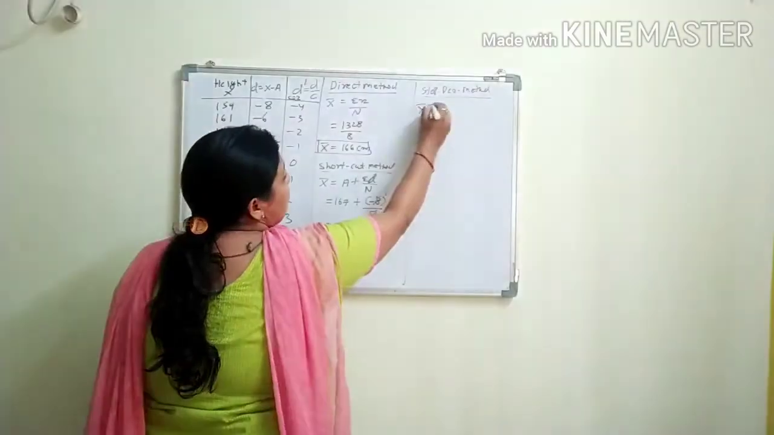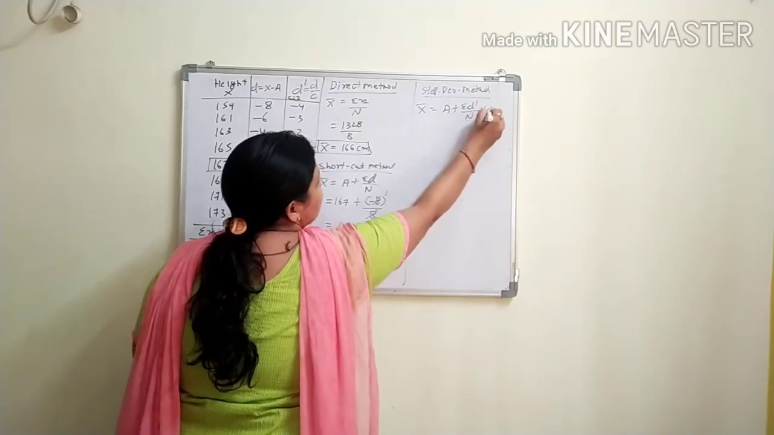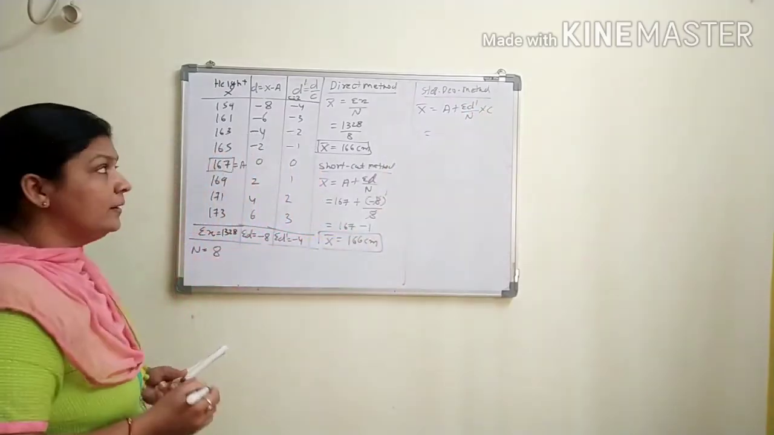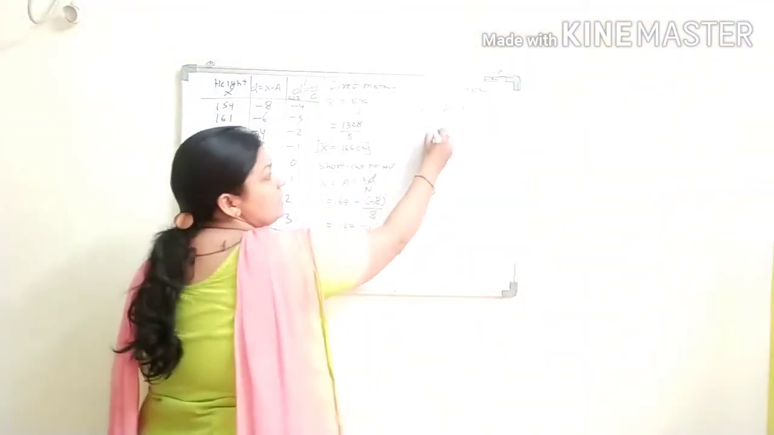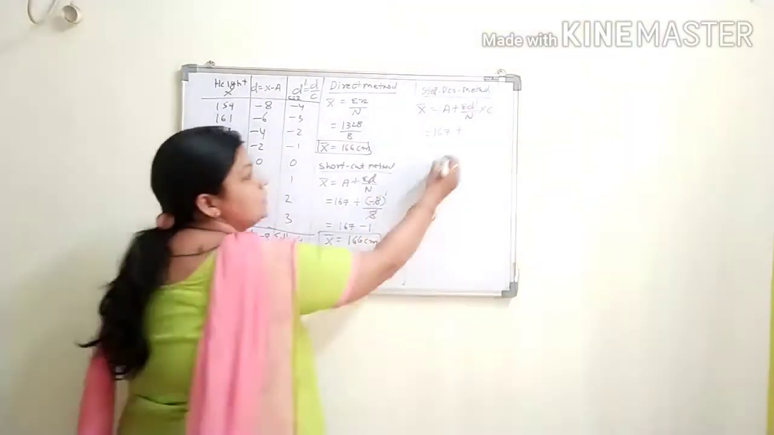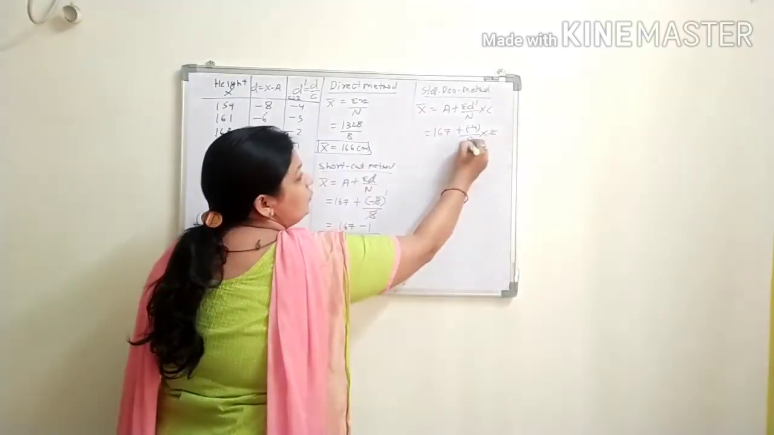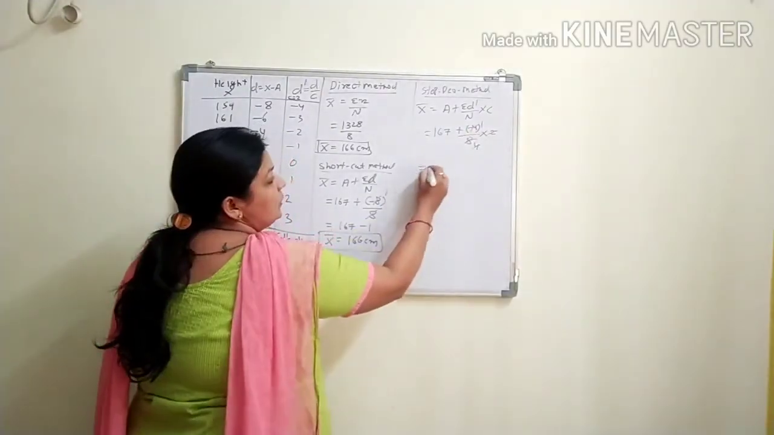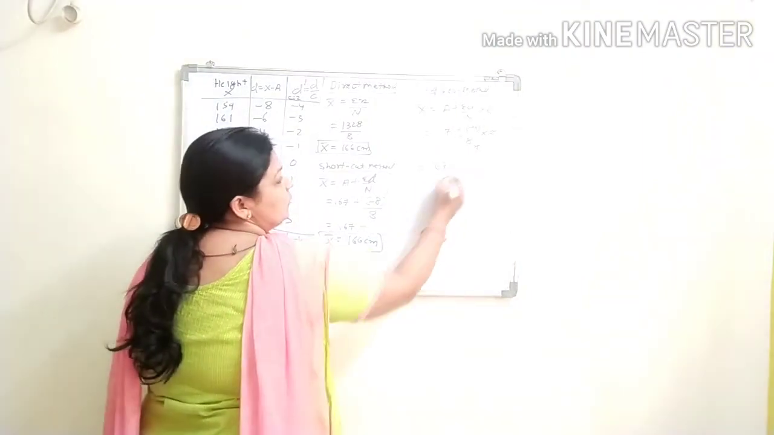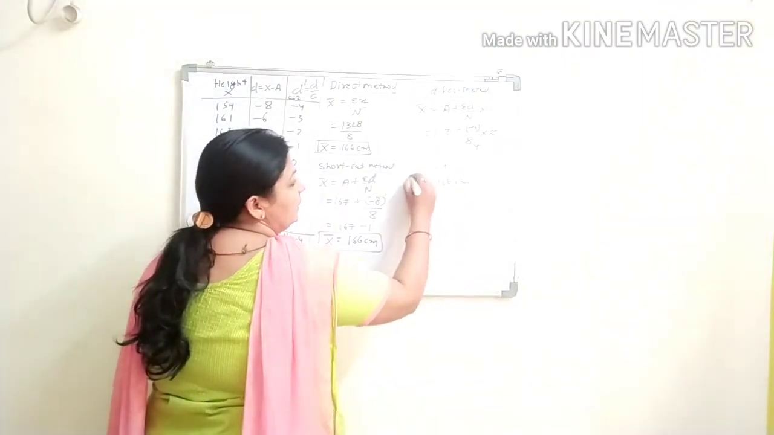Now x bar equals A plus sigma D dash upon N into C. What is your A? A is 167. And what is sigma D dash? It is minus 4. So you just put the values in the formula. 2 4s are 8, 8 ones are 1. So it becomes 167 minus 1. So x bar equals 166 centimeter.